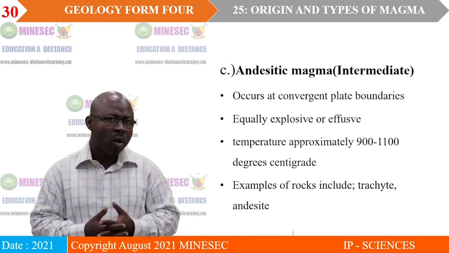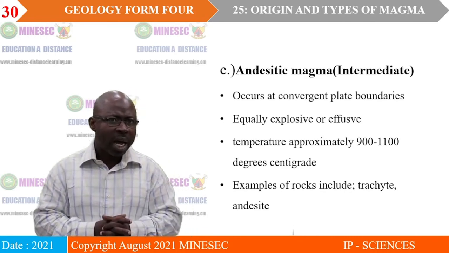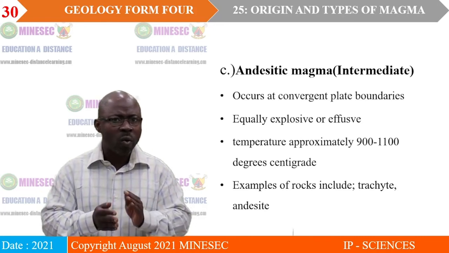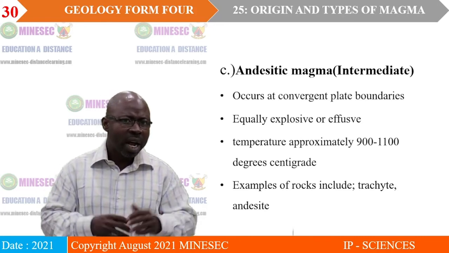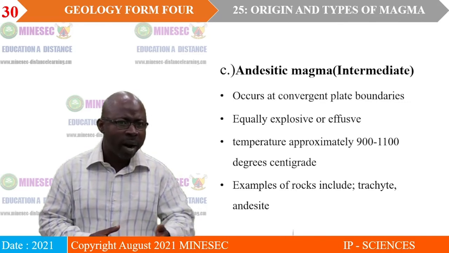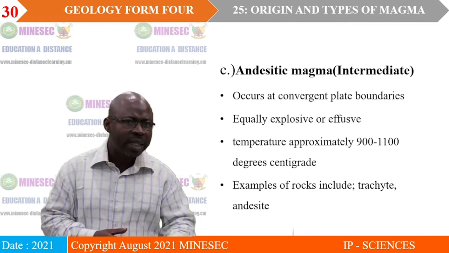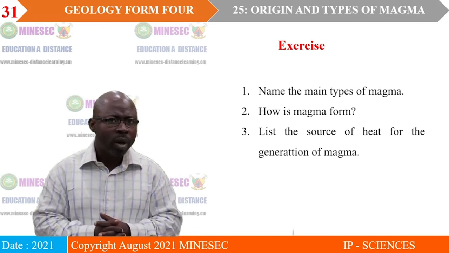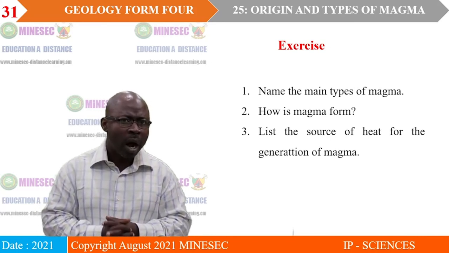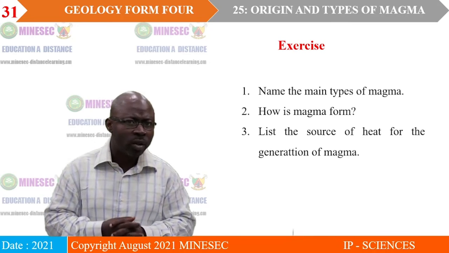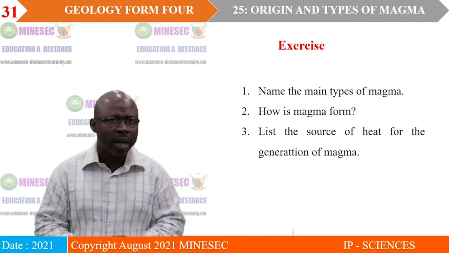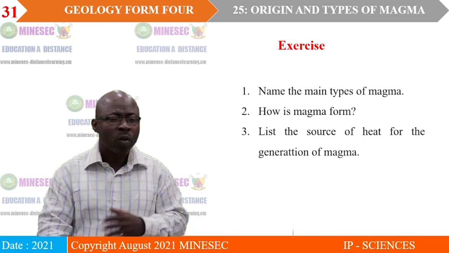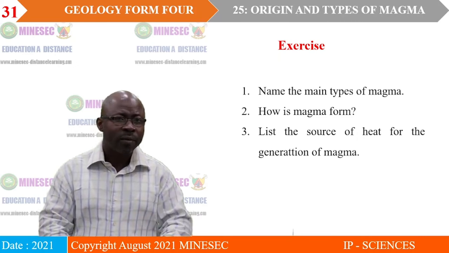Andesitic magma occurs around convergent plate boundaries and is very explosive or effusive. Temperature is between 900 and 1100 degrees centigrade. Examples of rocks formed by this type of magma are trachyte and andesite. Name the three main types of magma. How is magma formed, and list the sources of heat for the generation of magma? Those are the three questions for our exercise for this lesson.